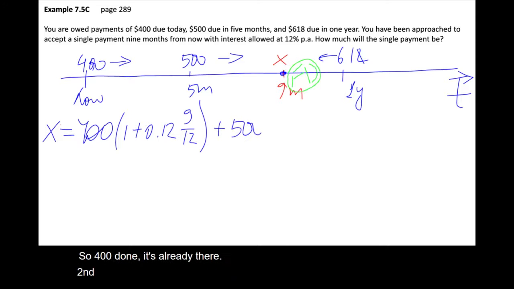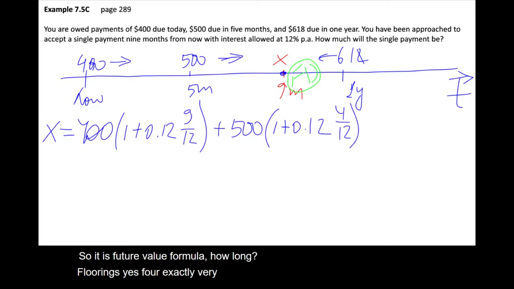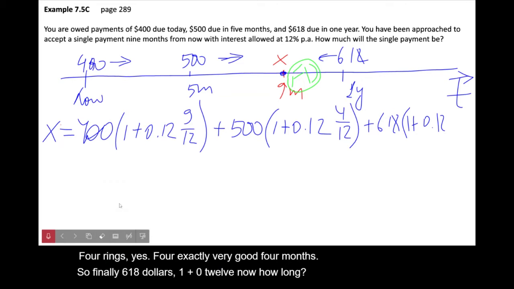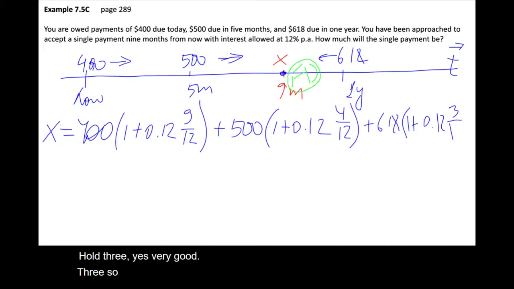Second portion, 500. Again, direction together with time, so it is the future value formula. How long? 4, because 5 to 9. Yes, 4 months, exactly. Very good. So finally 618, 1 plus i over 12. Now, how long? 3. Yes, very good. 3, and this one will have a negative exponent, right? Yes, and now the negative 1.